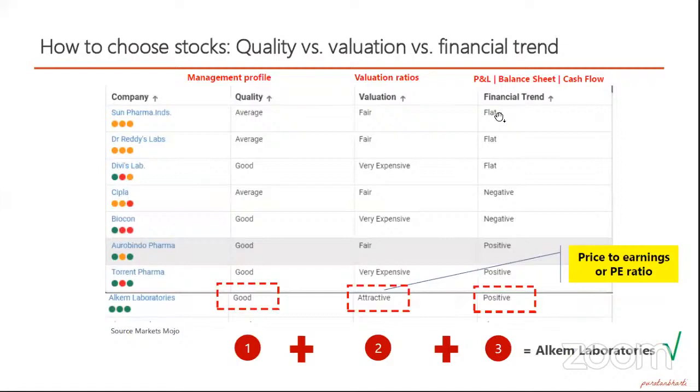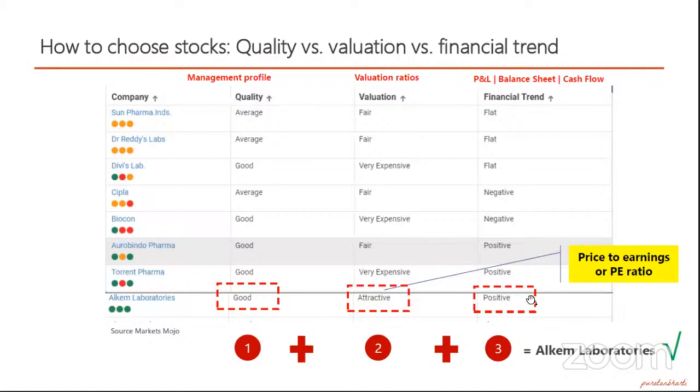It ranges on this slide between flat, negative, and positive. Negative is a clear no. I would not choose a stock which has given negative results in the last quarter, in the last 6 months, last 1 year. I will remain away from that. There are people who choose that, but those are restructuring guys. Those are different kind of specialists.